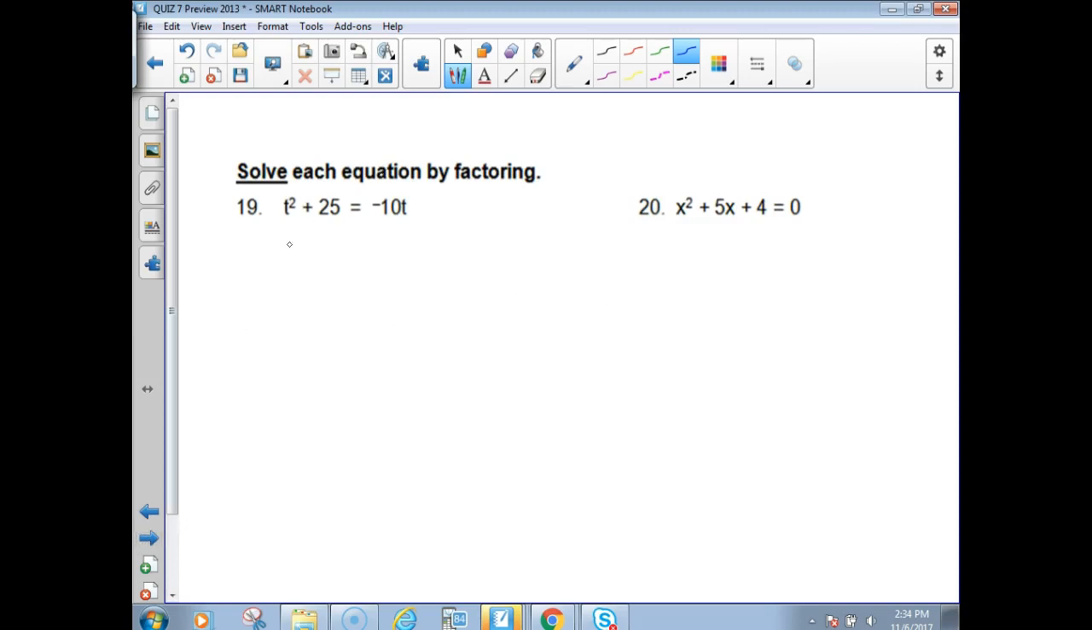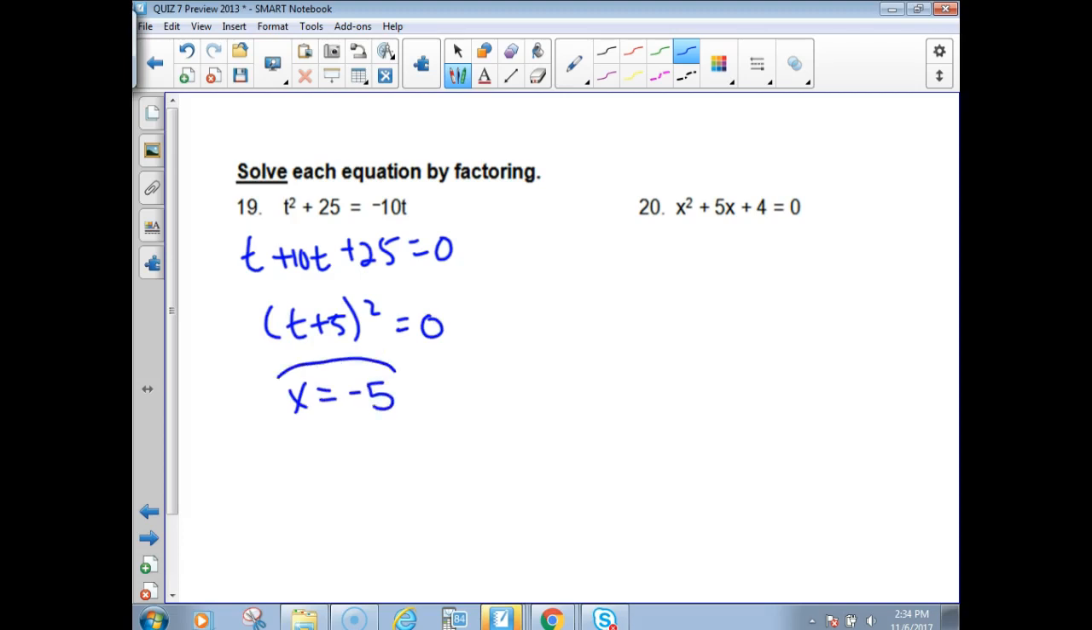All right, solve each by factoring. So we've got to bring everything to one side, if you will. Okay, and this is a perfect square trinomial, so it has one solution. So this graph of this parabola, guys, would do what? It would bounce. All right, and this one goes x plus 4 times x plus 1.